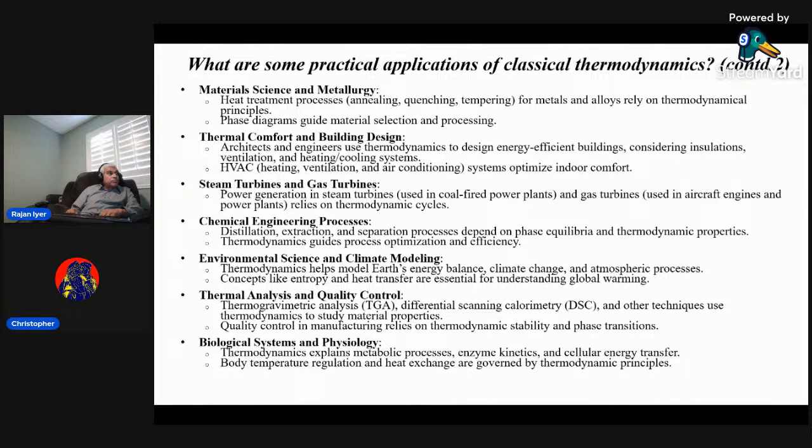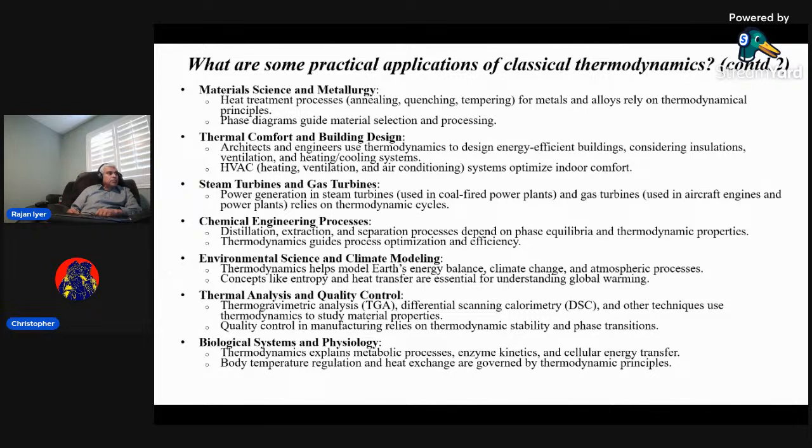Steam engines and gas turbines, power generation. Steam turbines like in coal fired power plants, and gas turbines in aircraft engines and power plants. They rely on that, and this was developed from the industrial revolution. It started going at a fast pace into these systems. Then chemical engineering processes: distillation, extraction, separation processes based on phase equilibria. Again, like even the petroleum industry, like I talked about, you have all these processes going on. It also guides process optimization, efficiency, things like that.